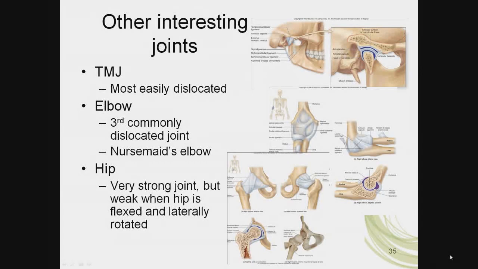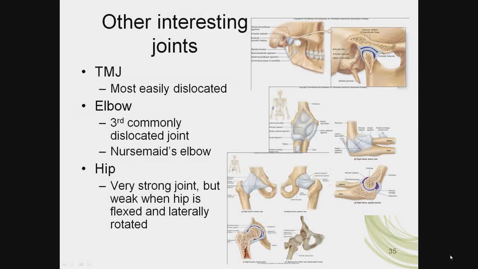I should tell you that nursemaid's elbow in a child younger than 5 raises eyebrows and is suspicious of child abuse, like a parent yanking on the child's arm. "Come here! Follow me! Come over here!" and pulling them.